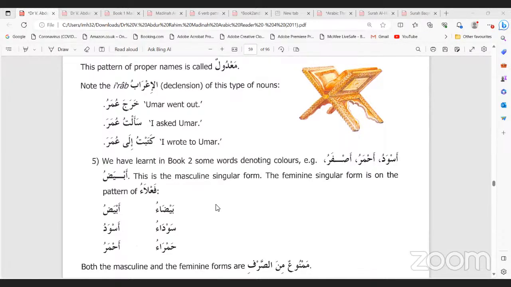Kharaja Umaru. Umar went out. Sa'alto Umara. I asked Umar. Kutubto ila Umara. I wrote to Umar.